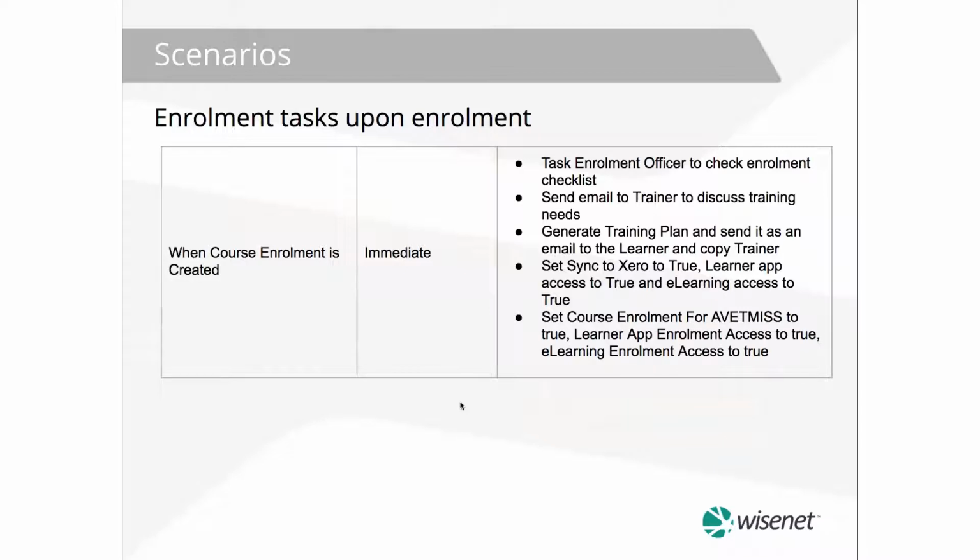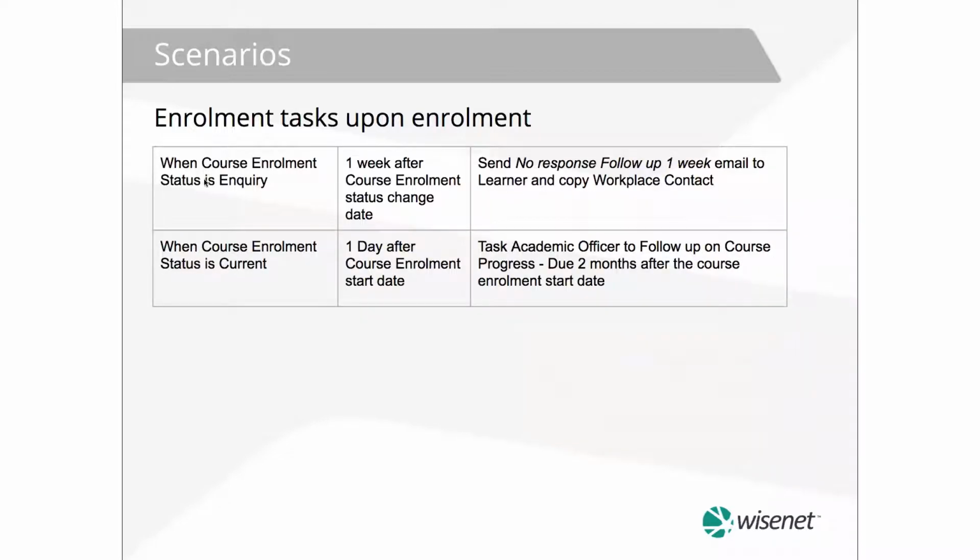Or another scenario would be when a course enrollment status is inquiry. A week after the course enrollment status change date, you're sending an email to the learner saying, hey, you inquired about the course a week ago and we have not received any response, etc. So you can have your own email template that is linked to this. Or you can have a task for the academic officer.